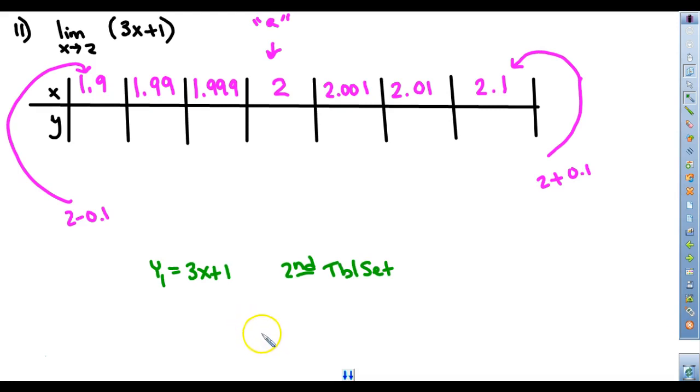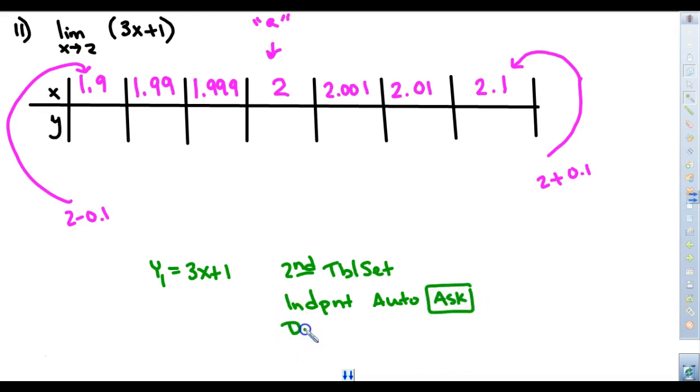And put your independent variable. You have two choices, auto or ask. Make sure ask is highlighted. Okay. Keep your dependent variable on auto. Okay. And then everything else, it really doesn't make a difference. It's just these two things. You want independent on ask and dependent on auto. All right. And then press second table.